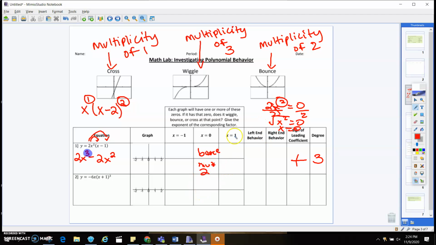All right, so then we're going to take these parentheses and we're going to set them equal to 0. And again, I'm just going to do this off to the side. x minus 1 equal to 0. We're going to add 1 to both sides. And so x is going to equal 1. Okay, now what was the exponent for that one? Well, the exponent isn't there, so that means that we assume that it is a 1. So it has a multiplicity of 1, which means that it's going to be a cross.